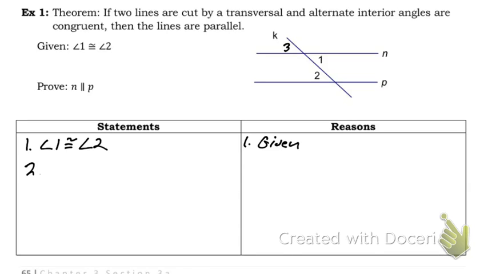Libby, go ahead. I was just going to say that 3 and 2 are corresponding. We can't use that because we don't know they're parallel yet. We're actually trying to prove they're parallel, because I never said that these two lines are parallel. So we need to prove they're parallel, which means I need to prove 3 and 2 are congruent.